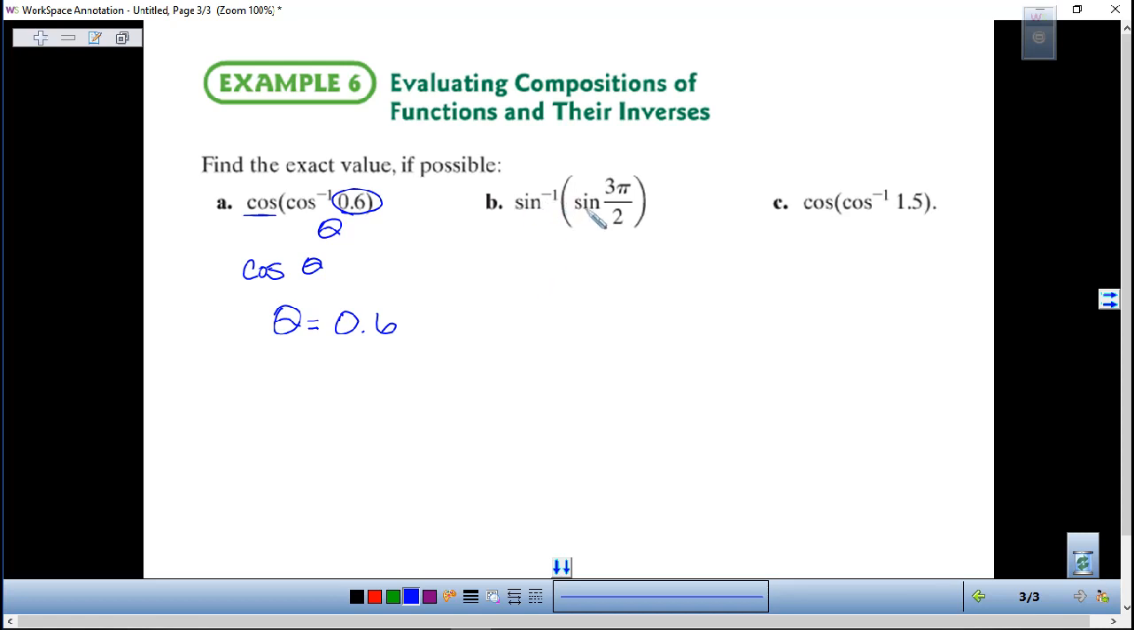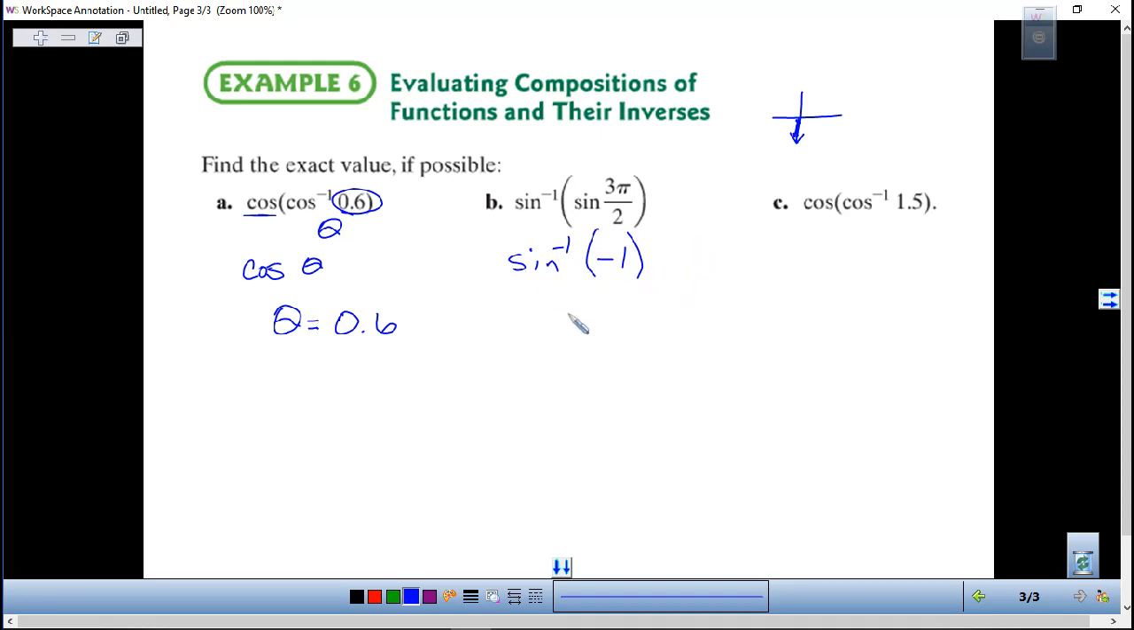The inverse sine of the sine of 3 pi over 2. So we're going to take the inverse sine, and what is the sine of 3 pi over 2? Well, 3 pi over 2, remember, is down here. And what's the y value down there? Well, it's going to be negative 1. Now, what's the inverse sine of negative 1?